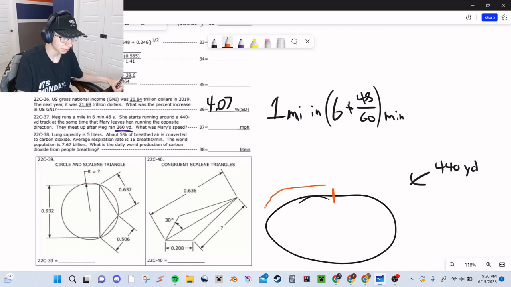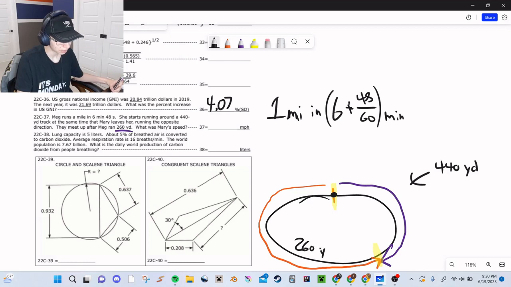So if they start here, runs here, and then there. And they meet up right here from their starting position. So Meg ran 260 yards from here to here. You want to know what Mary's speed is. Okay. So first let's find out how long it took Meg to run these 260 yards.